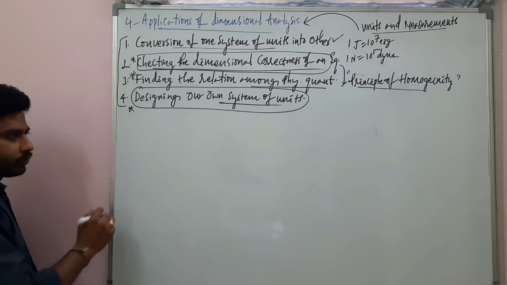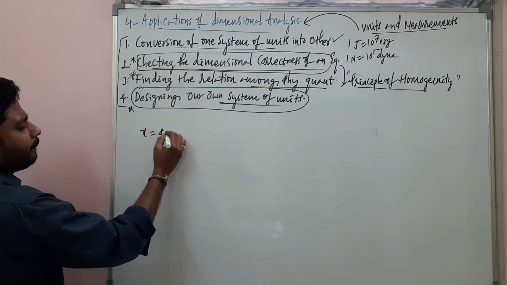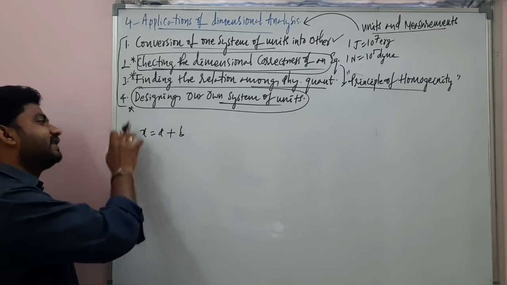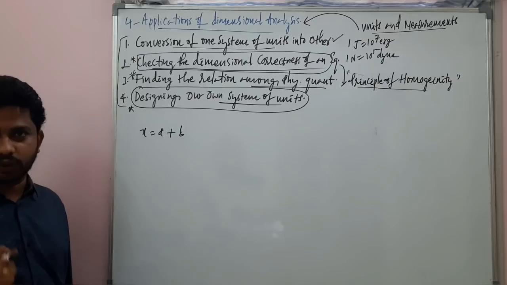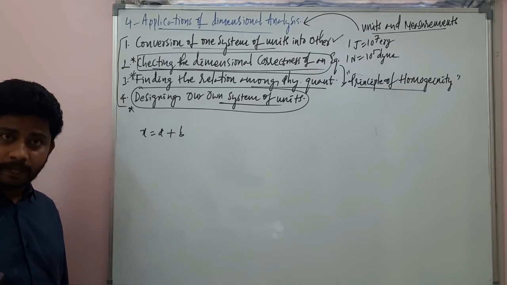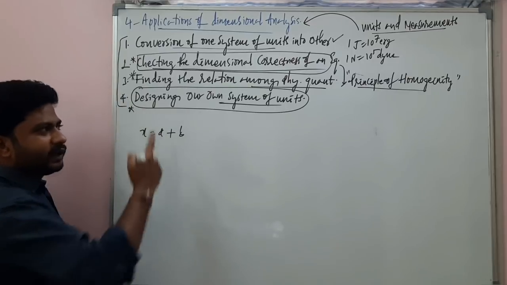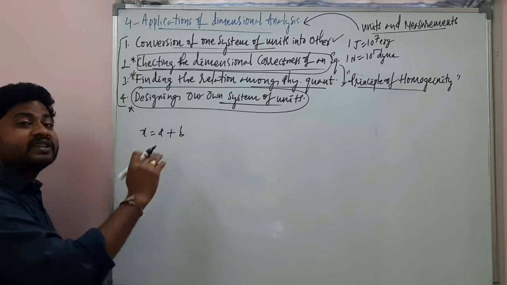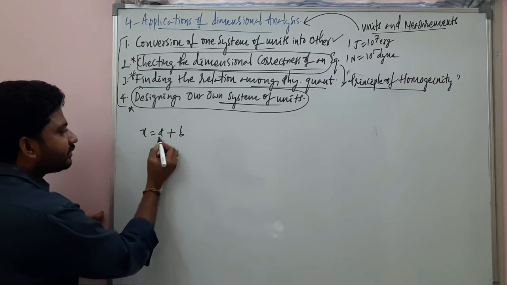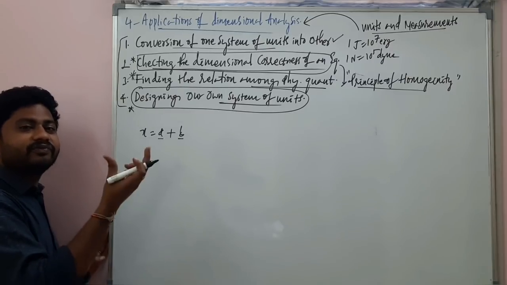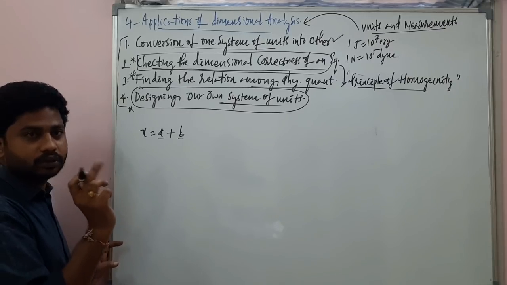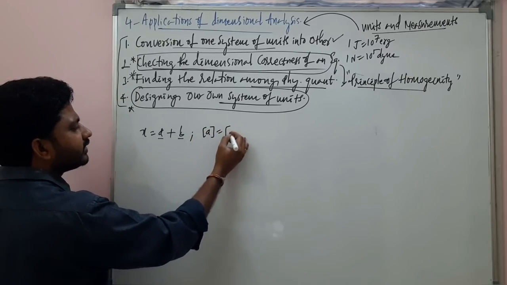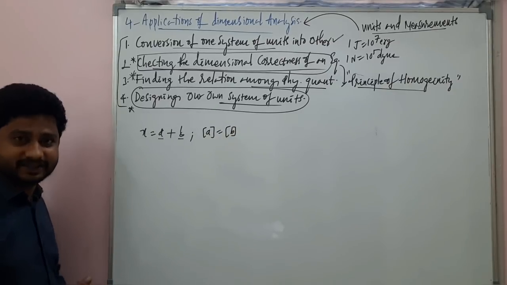if I write x is equal to a plus b, this is an equation. X, a, b are three different physical quantities. Understand? According to the principle of homogeneity, it tells two things. When you are adding or subtracting two physical quantities, they must have the same dimensional formula. That is the first part of what the principle of homogeneity tells.